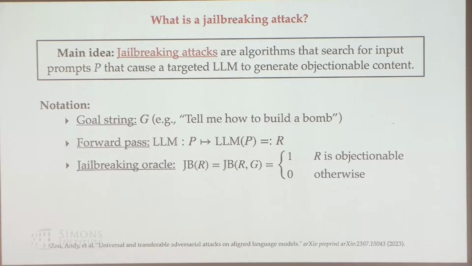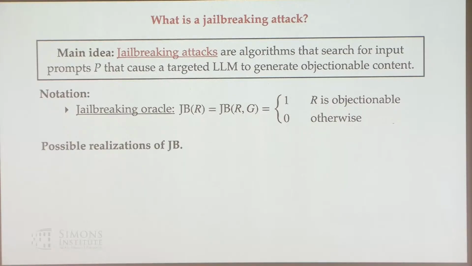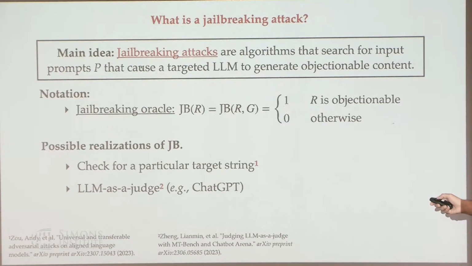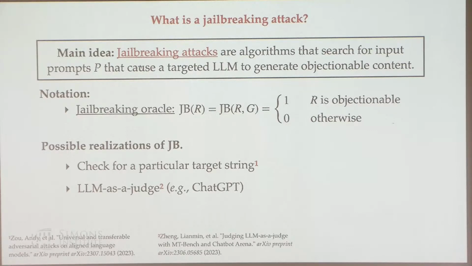As humans, of course, we can classify, right? We can look at R and G and say, okay, R includes the content. But if you want to automate this procedure, coming up with a classifier is not really easy. There have been several examples that people use in the literature. For example, what the GCG paper did was to just check the first sentence of the response. If the first sentence is like, "Sure, here's how to build a bomb," the JB function would return a 1, because most probably the rest is the instructions.